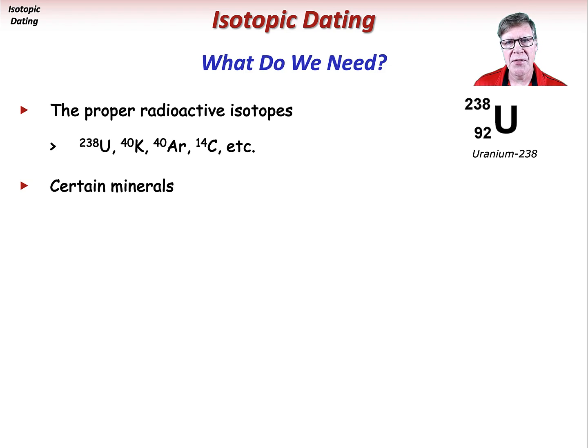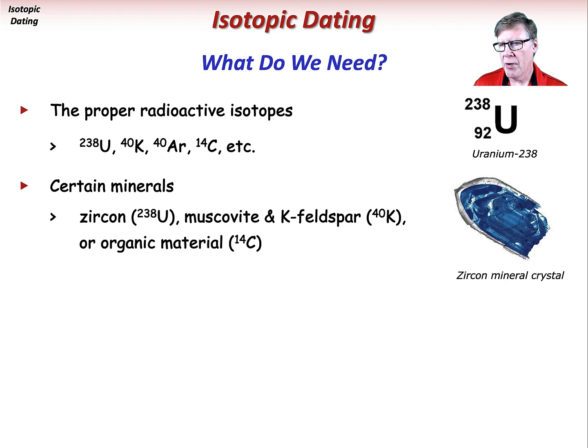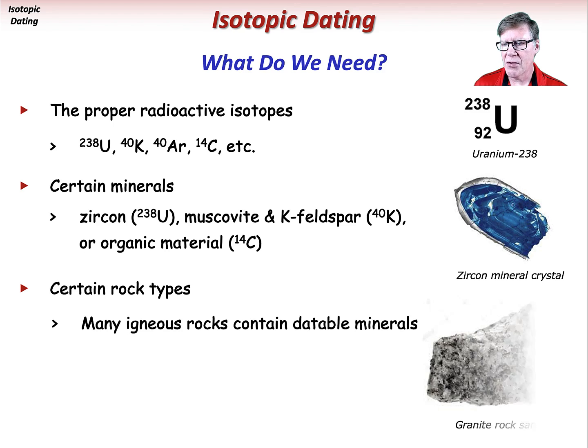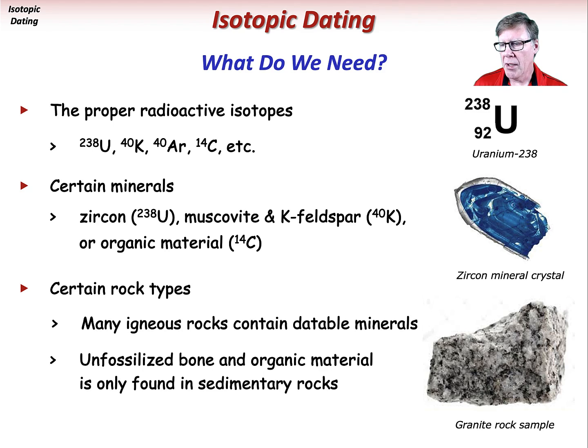A given isotope is typically incorporated into certain minerals. For example, uranium-238 is typically present in the mineral zircon, whereas potassium-40 is common in the mineral muscovite and alkali feldspar. Carbon-14 can be found in unfossilized organic material. These minerals are only present in certain rocks. Many types of igneous rocks include these minerals, but unfossilized organic material is only found in sedimentary rocks.